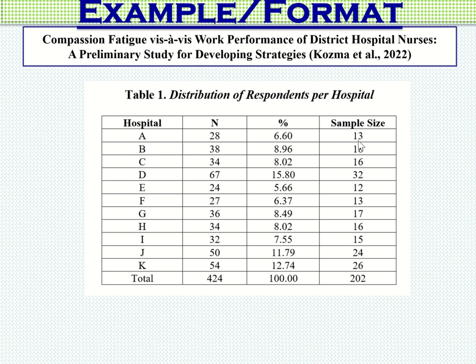Example, Hospital A, we have 13. Hospital B, the sample size is 18. And then the percentage per hospital. So you may also do the same if it applies to your study. Pwede kayo mag-tabulate din ng ganyan for easy visualization of your sample.